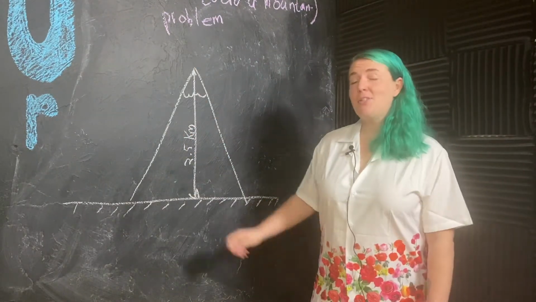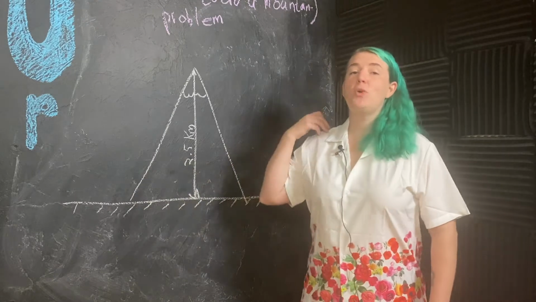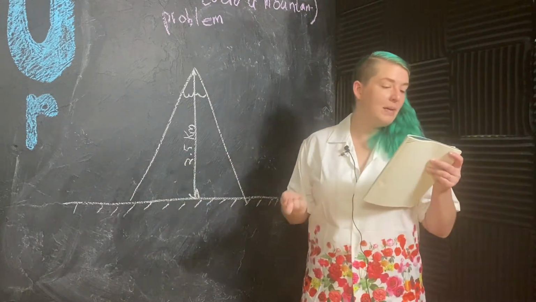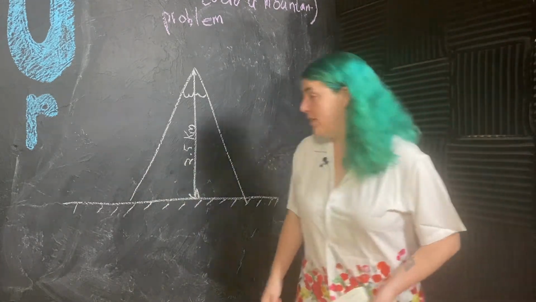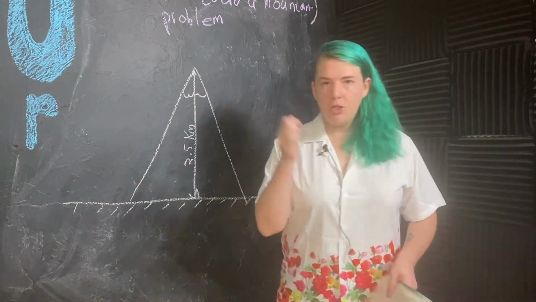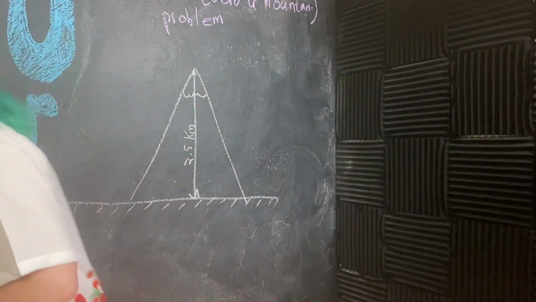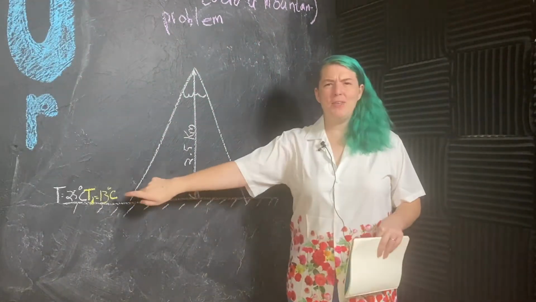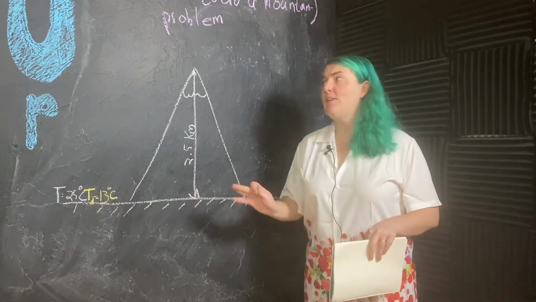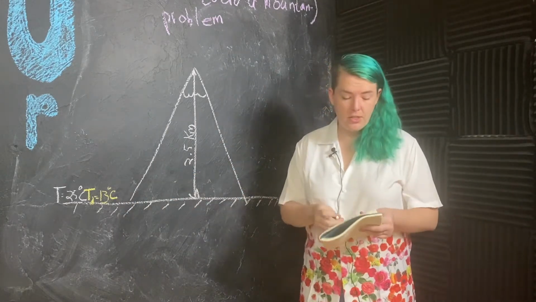My surface temperature on this side of the mountain is going to be 25 degrees Celsius, and my dew point is going to be 13. So let me get a different color of chalk to differentiate those two temperatures. And if I forget to write my units, all of my temperatures today are going to be in degrees Celsius.